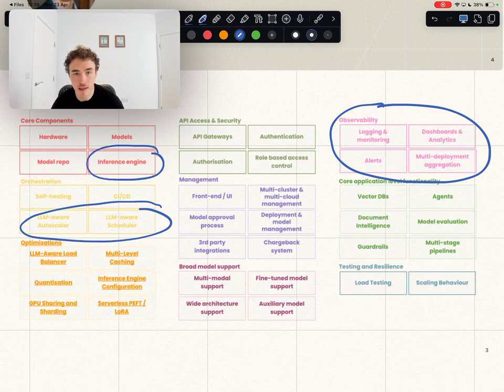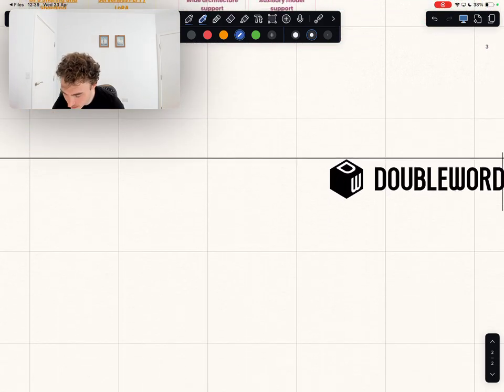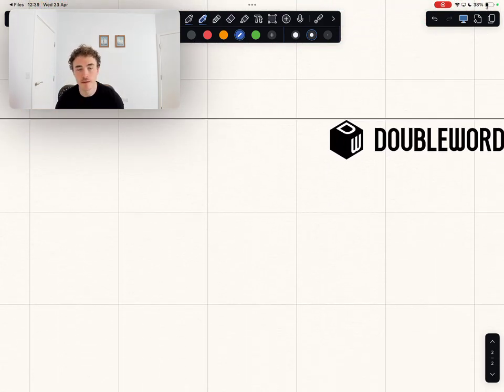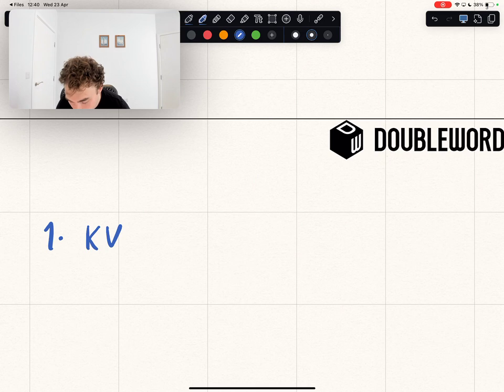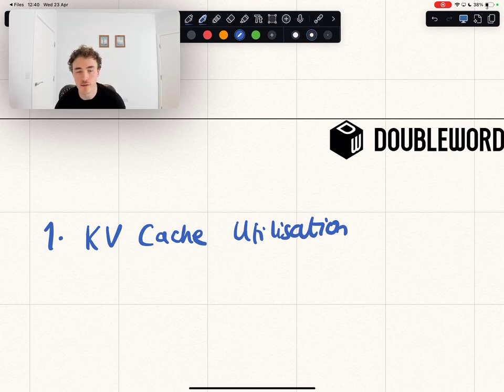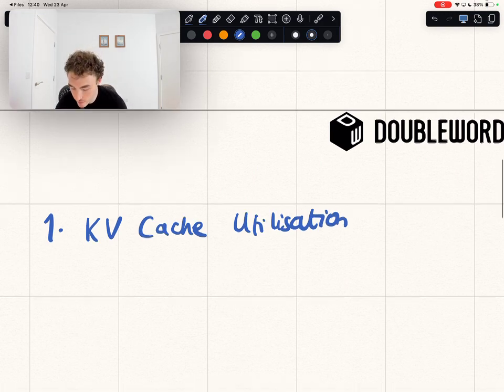inference engines as well. So in today's video, we're going to be covering three sets of metrics or statistics that we think should be observed and monitored whenever doing self-hosted deployments of language models. And these three statistics, in the order that we're going to cover them, are the KV cache utilization. We're going to get into what the KV cache is and why this is a useful metric for measuring the total load on your system.